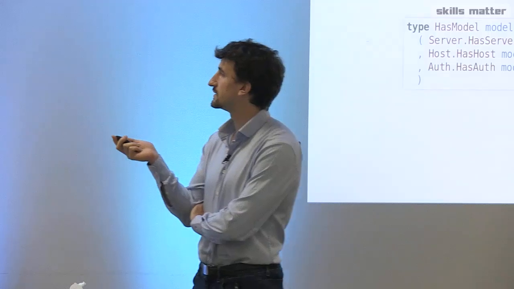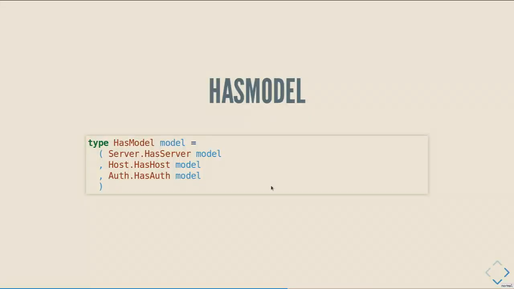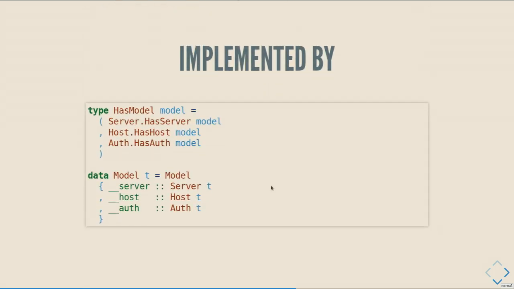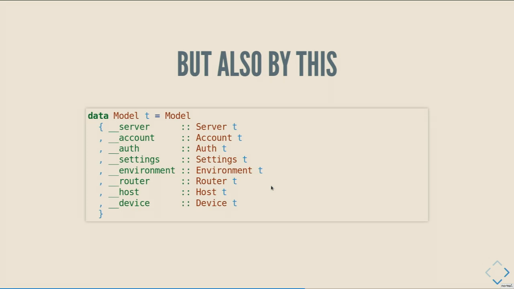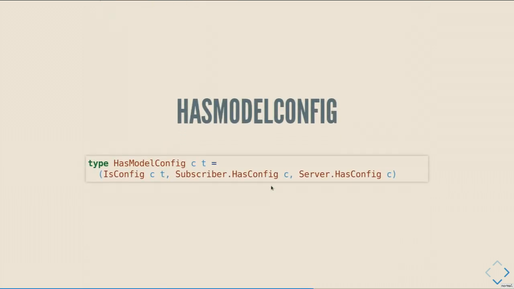The HasModel looks like this. This is defined in the account model, in the module of the account component. And it says, like we've seen before, we have a dependency on server, on host, on auth. So we can provide it with a data type like this, and it will satisfy those dependencies. So you can test and also integrate maybe in other contexts those components by simply providing this data type, and it will work. But those constraints are also satisfied by this one, which happens to be all the components we currently have in Gonimo. The same goes for model config.